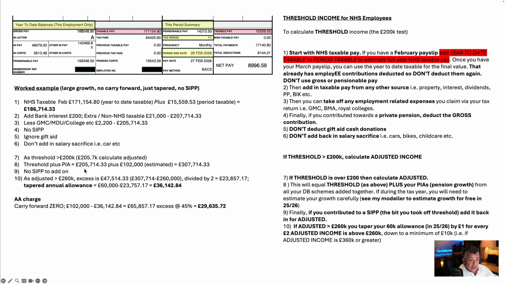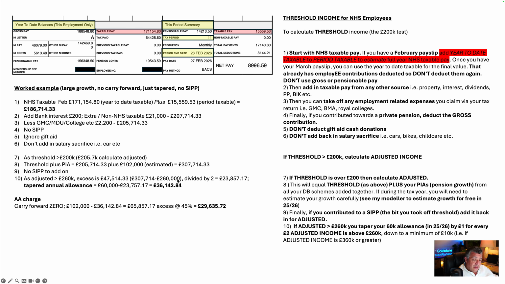adjusted income, and we do that by taking that 205,714. We're going to add in the estimated growth. So this has come from a modeller, so it could be the NHS employees modeller, for example, or my own modeller, and it's got estimated growth for this member in this tax year of £102,000, and that comes to adjusted income of 307,714, and there's no SIP to add in here either. And again, because that fails the adjusted income test of being above 260, we then have to take off that 260, and we're left with this excess of 47,000.